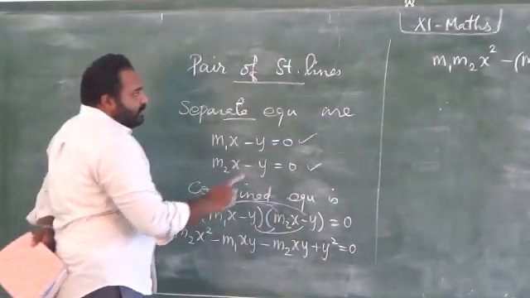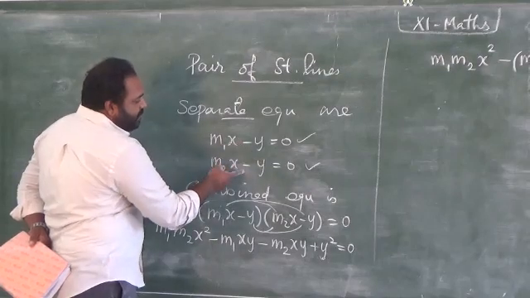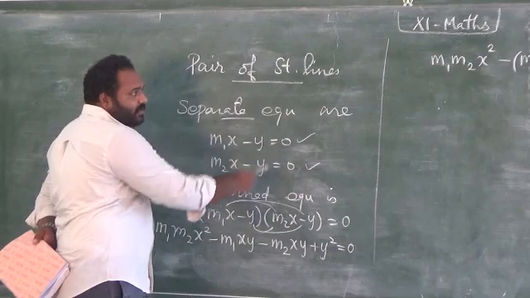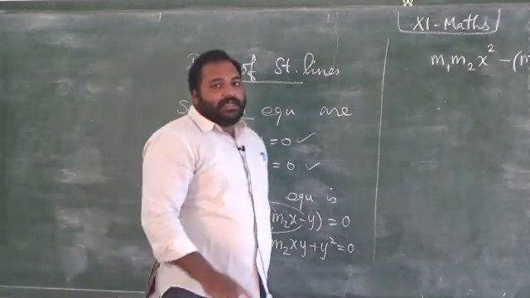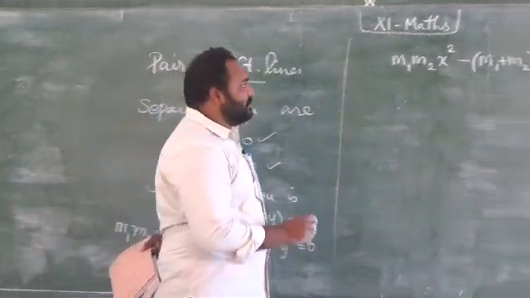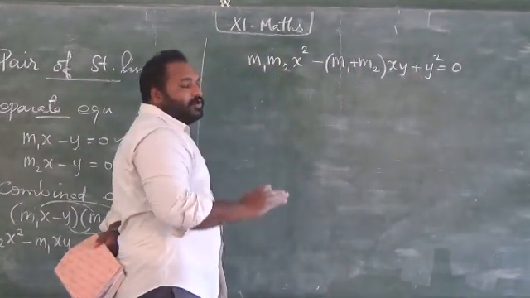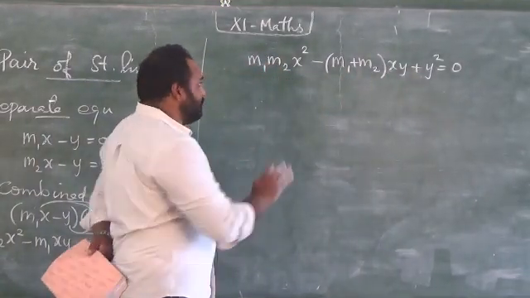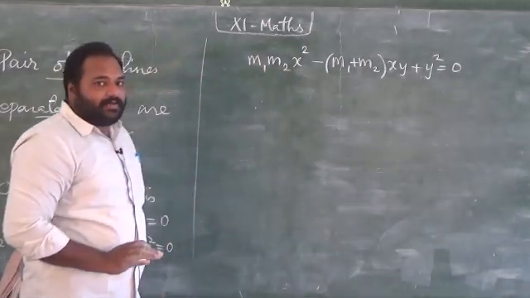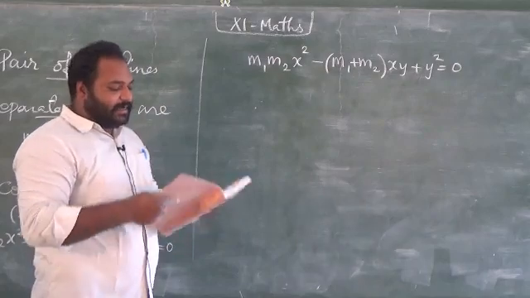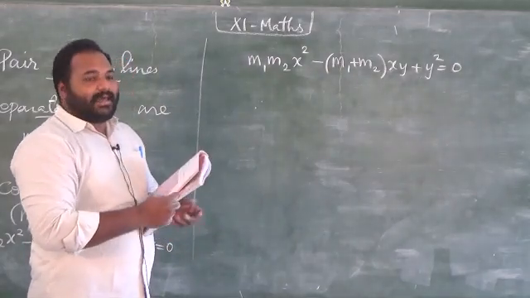Also, if you see the separate equations, we have only x term and y term. There is no constant term. In the combined equation, we have only the x square term, xy term and y square term. No further terms will be available in the combined equation. Next, we will see some more general formulas for a pair of straight lines.